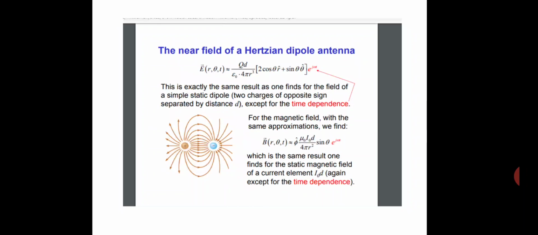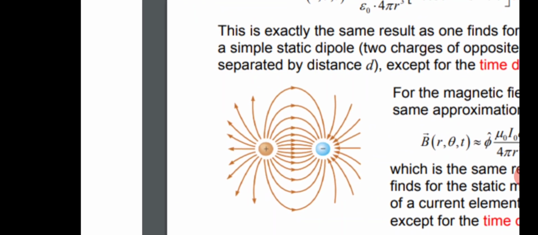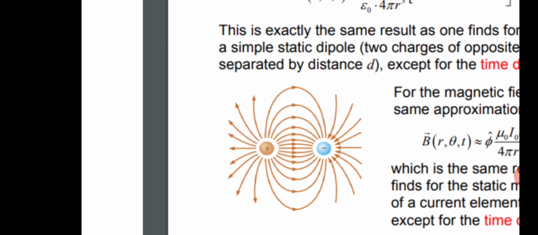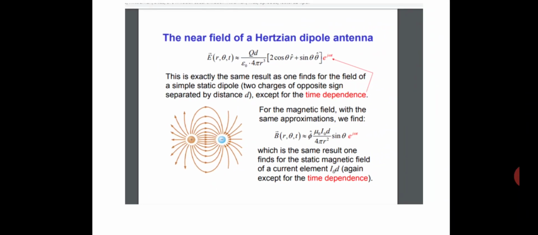For the magnetic field, with the same approximation, we find the magnetic field B in terms of r, theta, t is φ̂ μ₀ I₀ d upon 4π r squared sin theta e to the power jωt. So in the figure, the magnetic lines go from plus to minus. Which is the same result one finds for the static magnetic field for a current element I₀ d.